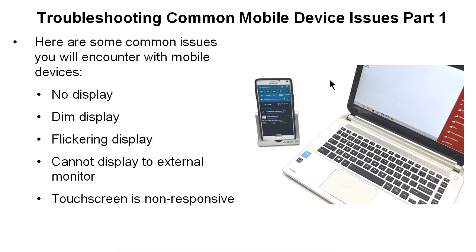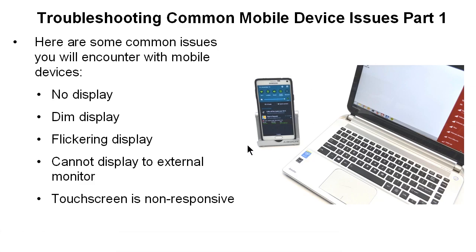Now, let's say the touchscreen is non-responsive. Well, if you're on a mobile device like a smartphone or a tablet, that's a problem. You're not going to be able to do much of anything. So again, the power cycle is the best thing to do to start. Shut down the device, disconnect the battery if possible, put the battery back in, charge it up, fully charge it, and then see if you still have that problem.